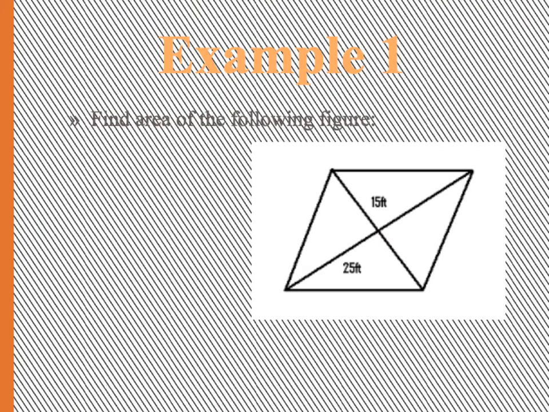The first example is finding the area of the following figure. So this first diagonal is 15 feet, and the second one is 25 feet. And the equation for this one is diagonal 1 times diagonal 2 divided by 2 gives you the area. So for this you have to do 15 times 25 divided by 2.